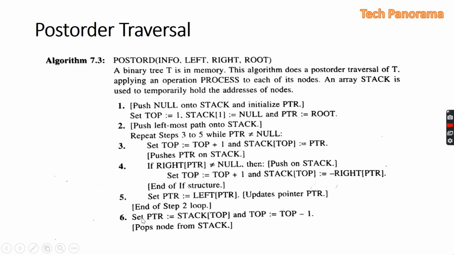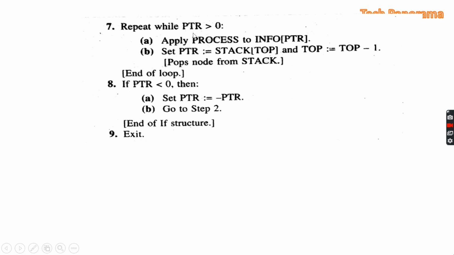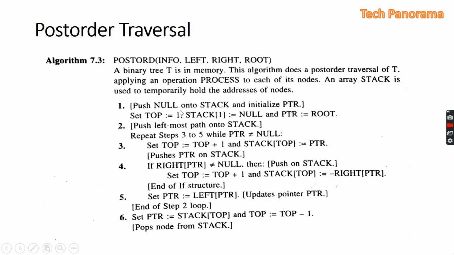Here are the steps to pop the element: PTR is equal to stack of top and top is equal to top minus 1. Next we will check the value of the PTR, whether PTR is greater than 0, meaning the value is positive, or the value is negative. If the value is positive, we simply process the info of PTR and then pop the next element from the stack. The process goes on till the PTR is positive. But when the PTR is negative, first we will convert it into positive, then go to step number 2, where we will process the tree in the same form as a post order traversal.